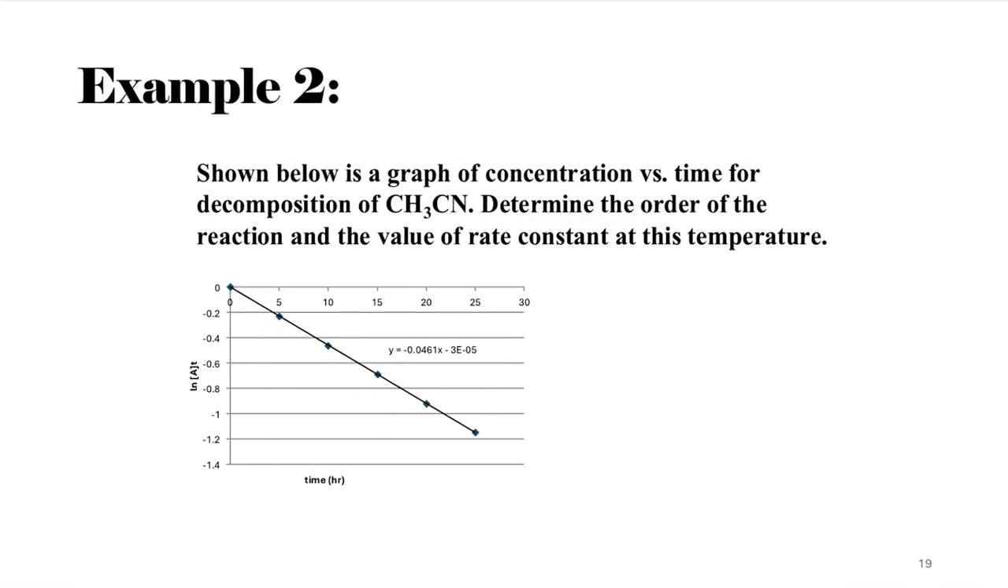All right, so here we have another one. Shown below is a graph of the concentration versus time for a decomposition reaction. Determine the order of the reaction and the value of the rate constant here at this temperature, right? So all the integrated rate laws are done at a very specific temperature. So this one is almost like an observe the plot and determine these things just by looking at it. So here you don't have to do any type of calculations. So I'll give you guys a second just to look at it.